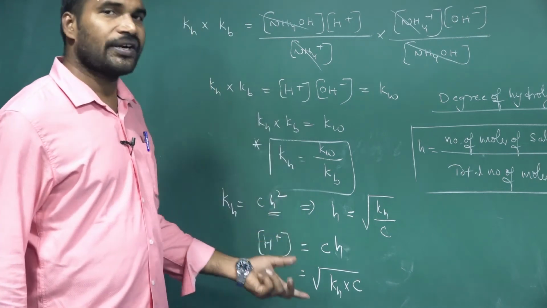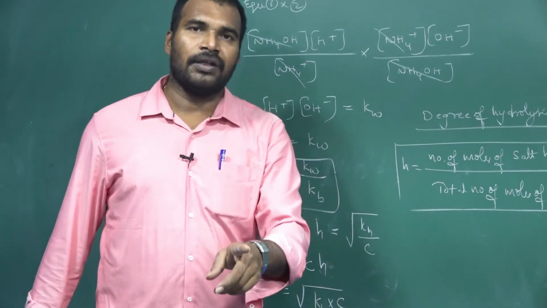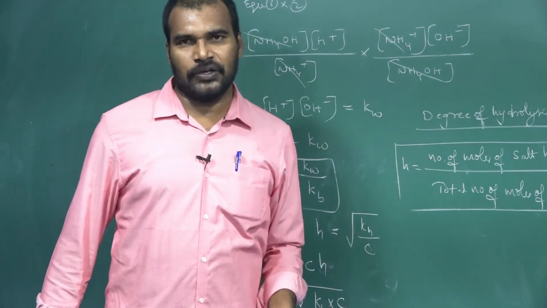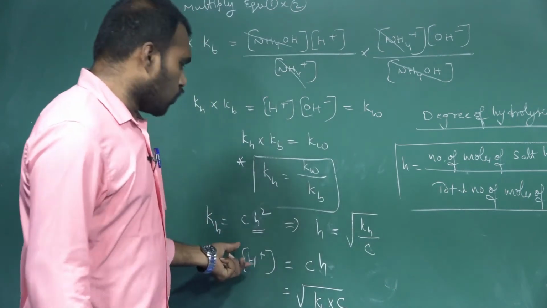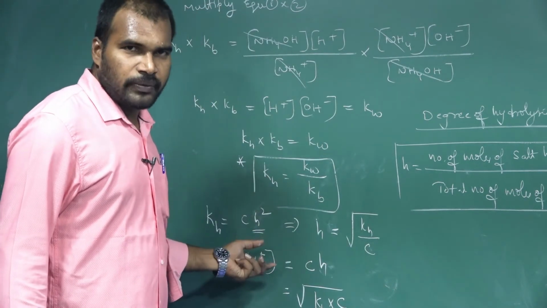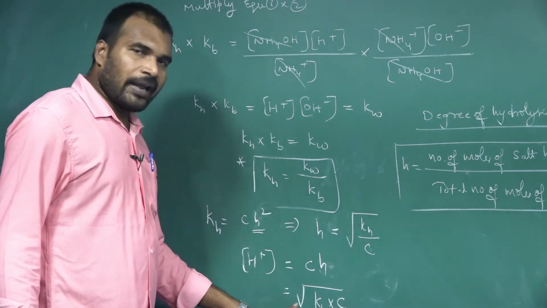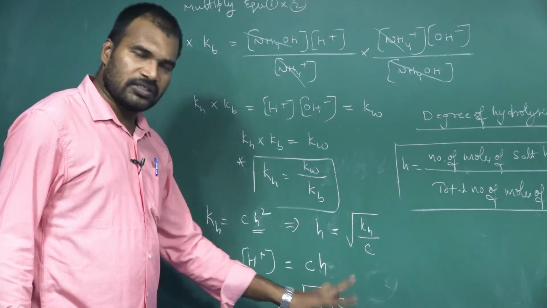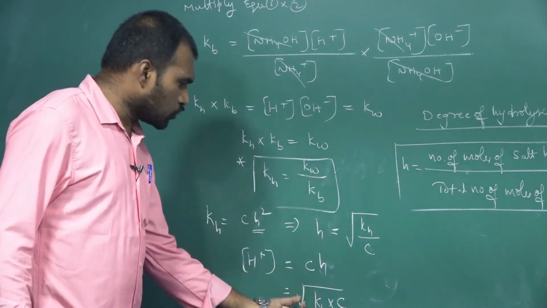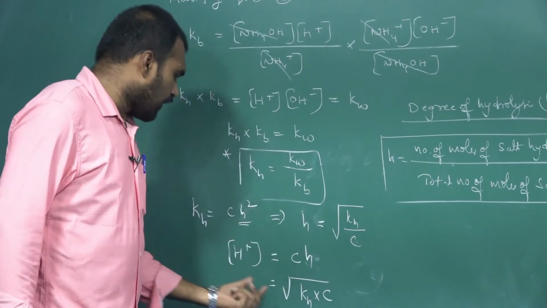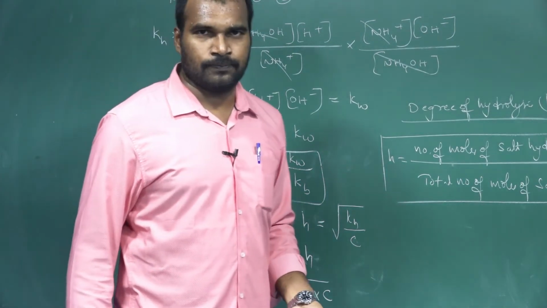These are all I have written based upon Ostwald's dilution law. Don't be worried. If you have any doubt, just watch the previous video. There, sir explained clearly how to calculate the H plus concentration, OH minus concentration, everything. Anyhow, the final formula is H plus concentration equal to square root of Kh into C. But what is the Kh value? Kw by Kb. You substitute Kw by Kb here. Finally, we get the H plus concentration, and from that we can calculate the pH.